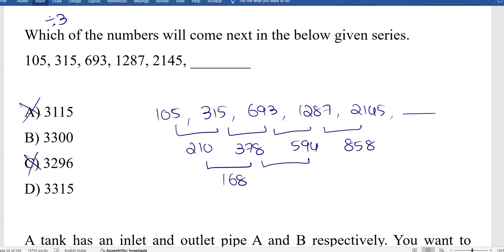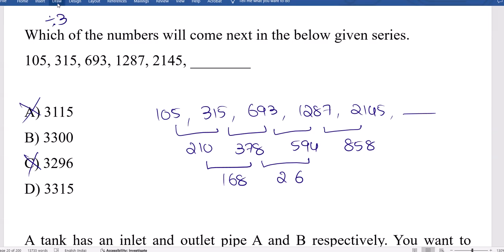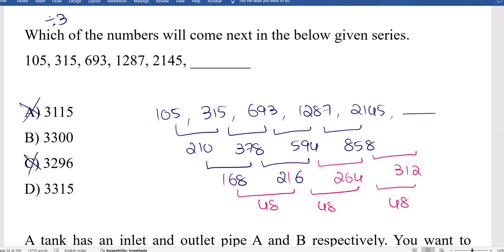Or else, let us see. Here 160, then again take difference. So it's 264, 266, 216. Then 264. Now here, what is the link? That will be definitely a connection. 48. Here also 48. Here also 48. That's the link. 312. So many people will stop before itself. That's the problem. 1170 add, we got 331.